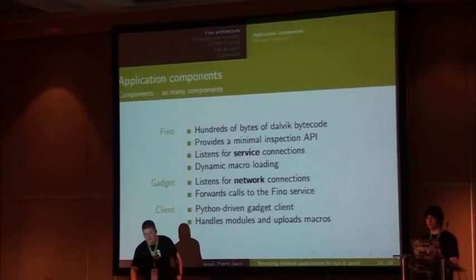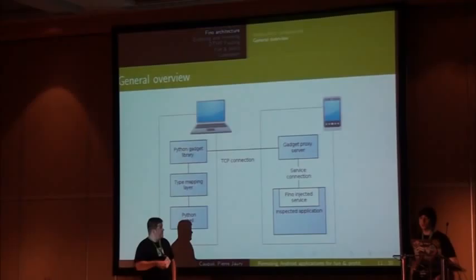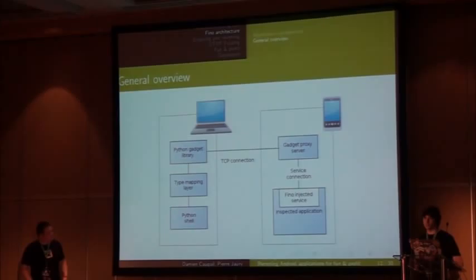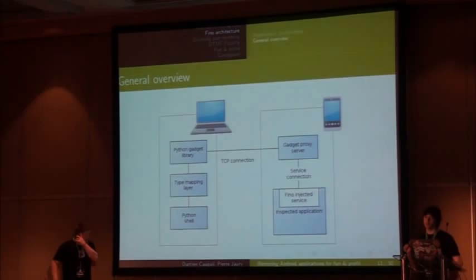So basically, we have the Fino service injected inside the application. This service provides a service API on the phone. This API is public, and we have the gadget server, which is actually the client for the Fino injected service. And the gadget server acts as a proxy. So we have developed a TCP-based protocol to interact with the gadget server, and every call we make to the gadget server is actually forwarded to the service API provided by Fino. This grants us the ability to contact the internals of the application via the Fino service from any computer on the network.